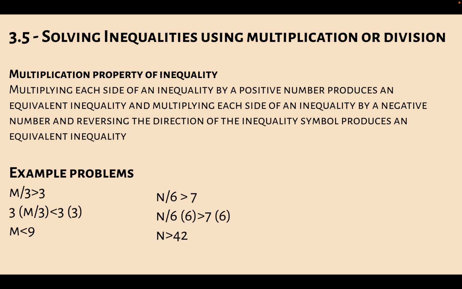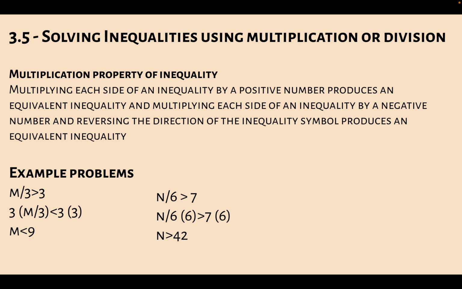Moving on to section 3.5 on solving inequalities using multiplication or division. First, moving on to definitions. The multiplication property of inequality is multiplying each side of an inequality by a positive number, which produces an equivalent inequality, and multiplying each side of an inequality by a negative number and reversing the direction of the inequality symbol, which produces an equivalent inequality.